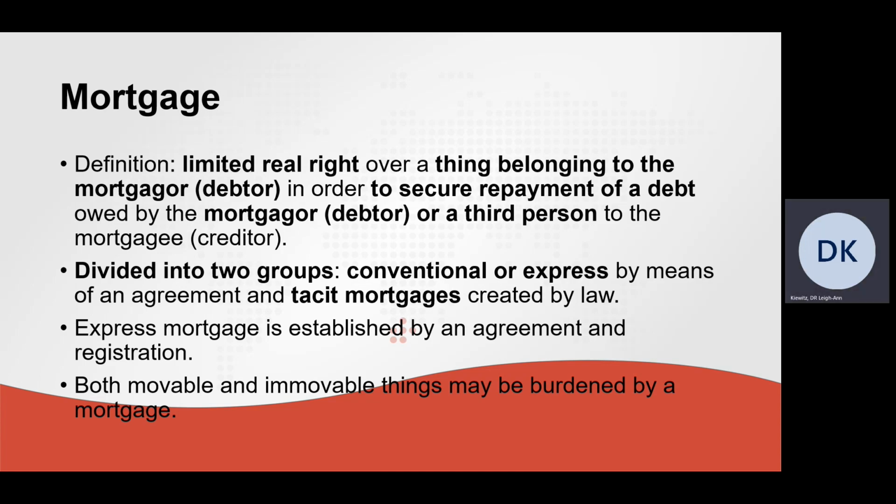A mortgage is a limited real right over a thing belonging to a mortgager in order to secure repayment of a debt owed by the mortgager or a third person to the mortgagee. Mortgages can be divided into two groups, namely conventional or expressed by means of an agreement, and tacit mortgages created by law. Express mortgage is established by an agreement and registration. Both movable and immovable things may be burdened by a mortgage.